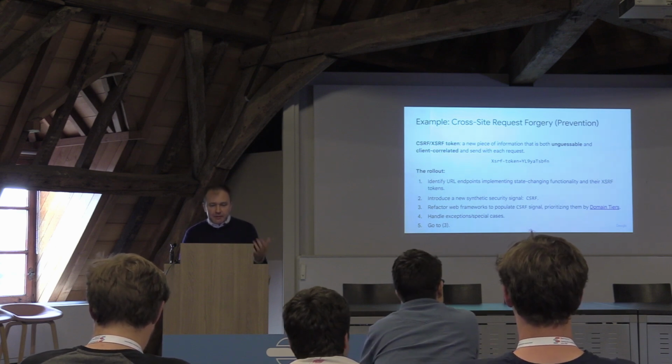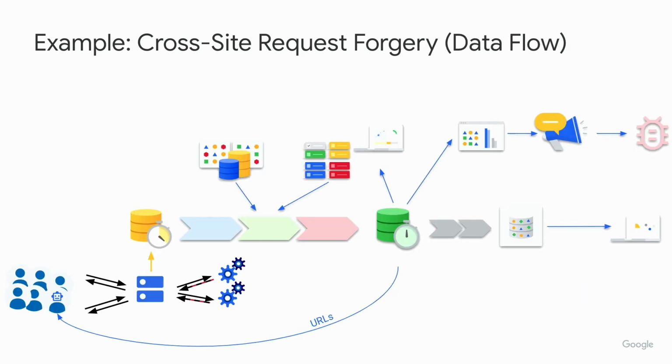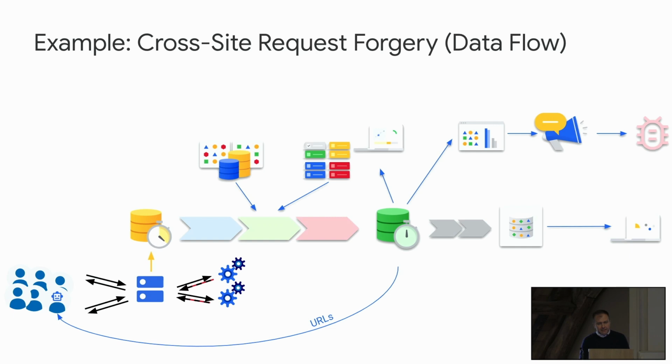Then, of course, we need to refactor web frameworks so that they start populating this signal, so we can collect them and learn about the validation. And then, of course, special cases apply, and then we need to repeat that for lower priority domains and services and so on. So it's a pretty lengthy process. Let me just show you one round of it and how it's used based on our implementation, our infrastructure, our architecture. So we start with collecting data about URL endpoints and learning if they are state changing or not.